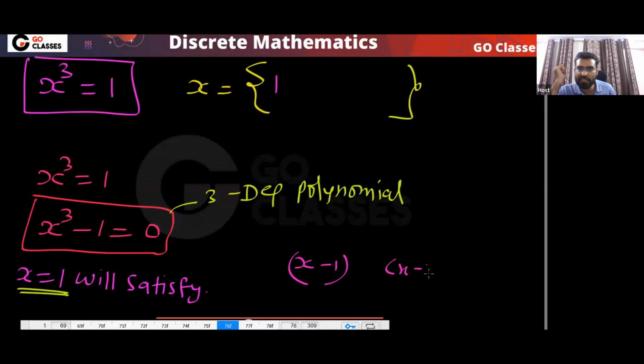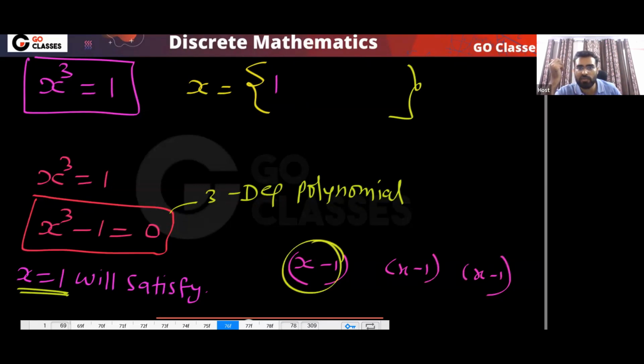Write 3 times like this. This is your favorite thing from your school life. What you will do? You will write it 3 times. Very simple thing. This is the equation x cube minus 1 equal to 0. x equal to 1 will satisfy. If x equal to 1 will satisfy, then how to find the other solutions? So write this 3 times.